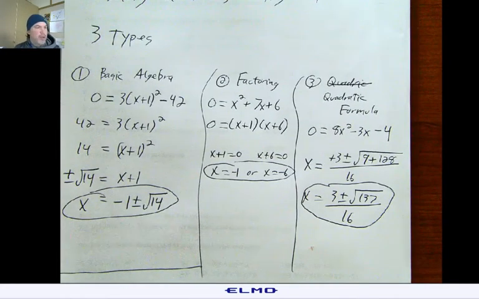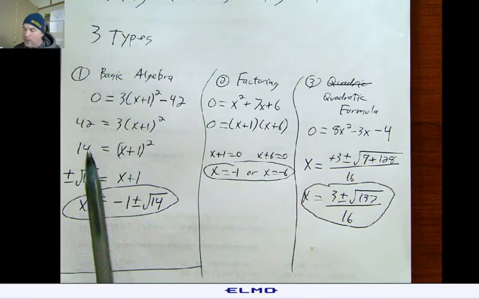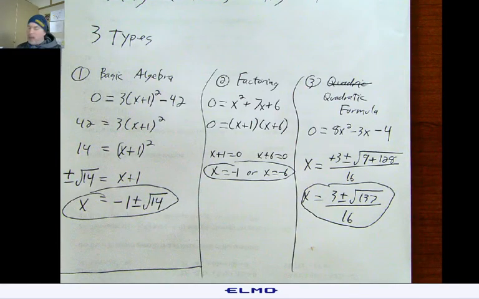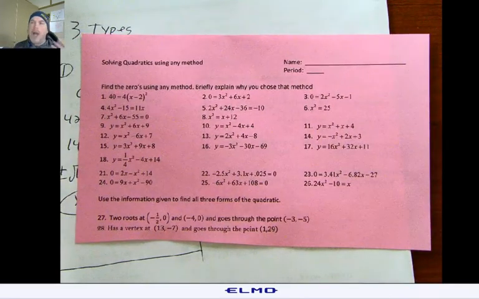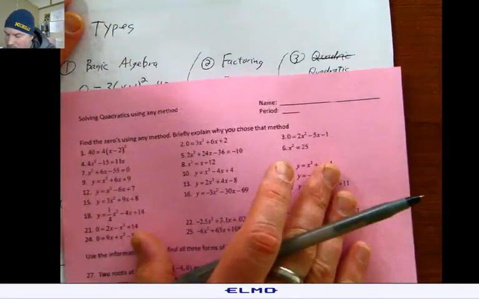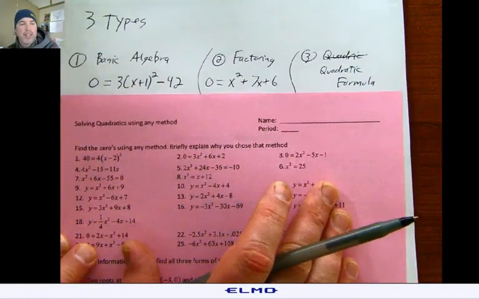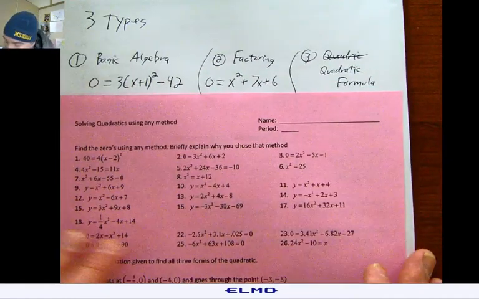So on this worksheet that you're going to be doing for your homework tonight, I would use one of these three methods. And I'm also just going to quickly look at this and tell you what Elliott would do if he was going to solve these ones. You don't have to follow my advice. I'm just telling you what I would do to solve these.